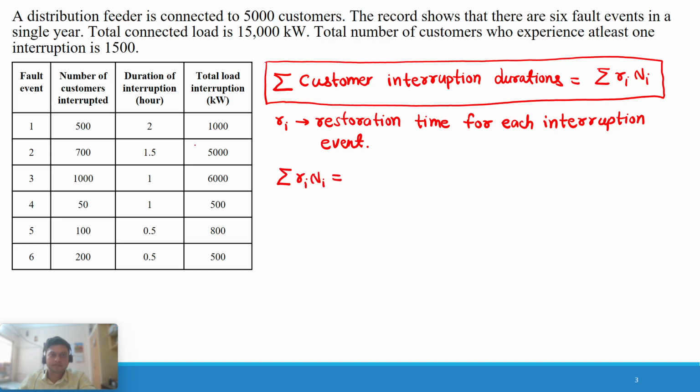So first, for fault event 1 we can multiply 2 into 500, and for the second fault event 1.5 into 700, and for the third fault event 1 into 1000, and for the fourth fault event 1 hour into 3,250.